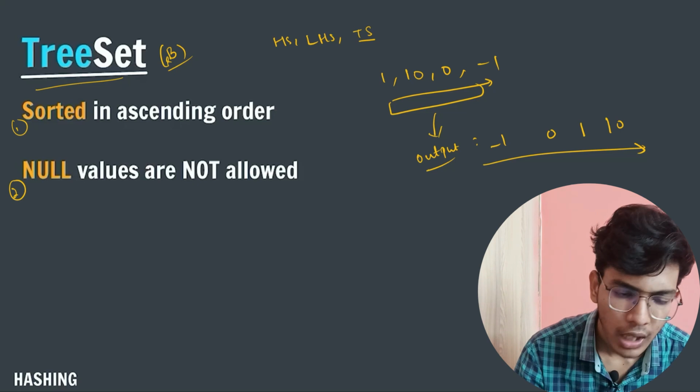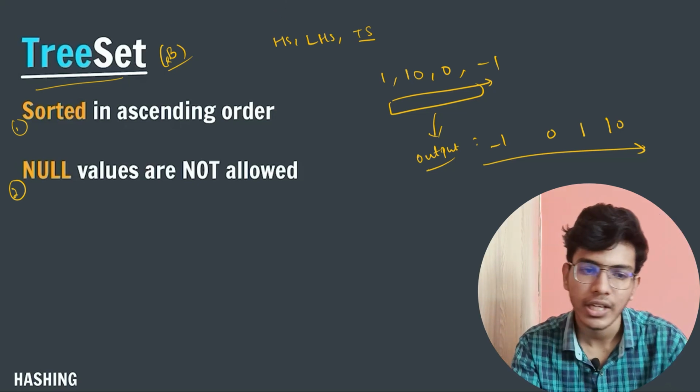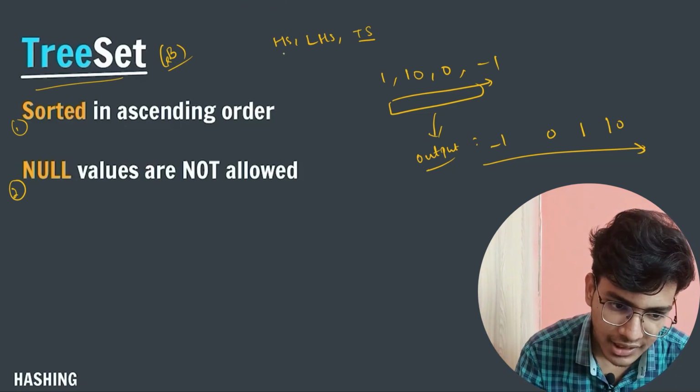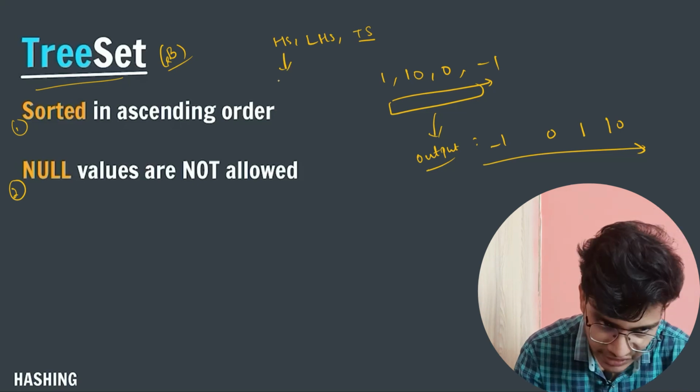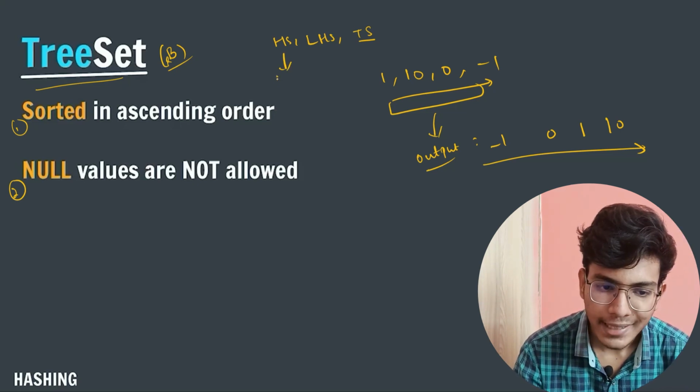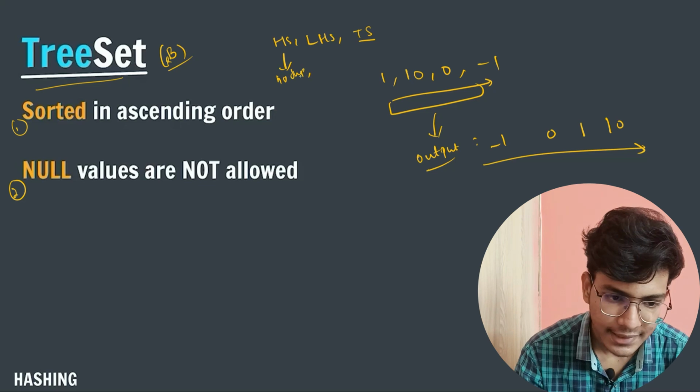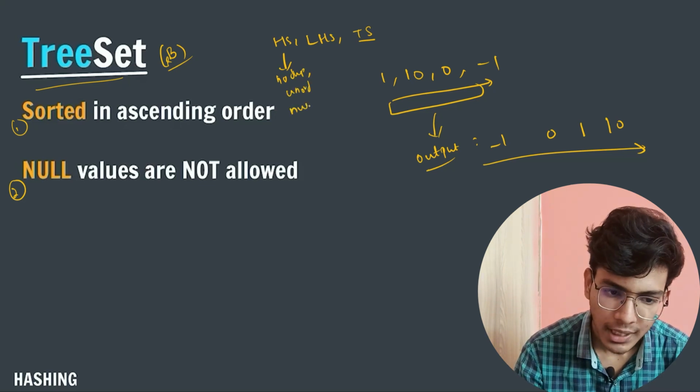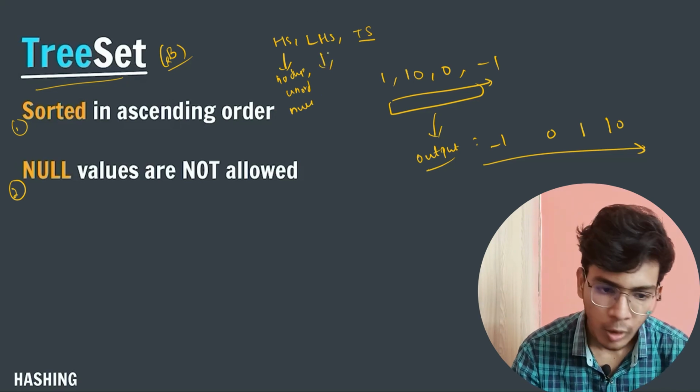Okay, so I will give a brief recall about HashSet. So HashSet is a set in which no duplicates are allowed, unordered, and null is included. But here in linked HashSet no duplicates are allowed.